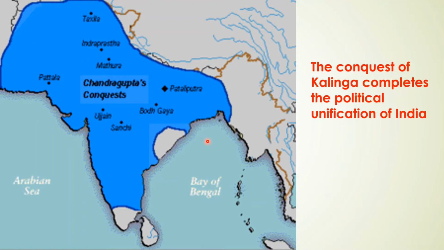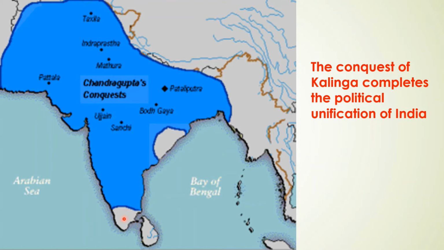The conquest of Kalinga was necessary to complete the political unification of India, since Kalinga territory was like the land bridge between the north and the south. Its conquest could result in safe passage for the Mauryan army for aggression in the far south. So, if they had conquered this place, it could have been easy for them to conquer the Deccan part.